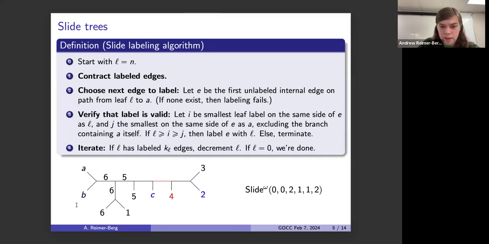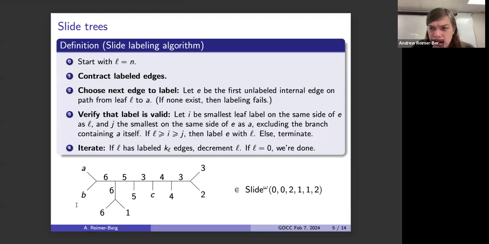So 4 compares 2 to C. That's good. C 3 goes from 2 to C, and then from C to B. And so the process terminates and labels all the edges. And so that verifies that, yes, this tree is in the given slide set.